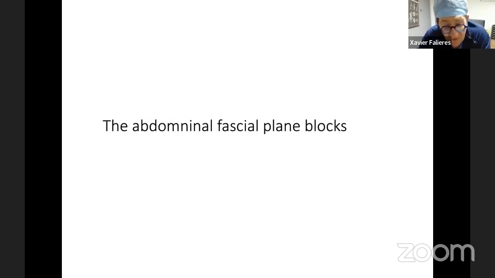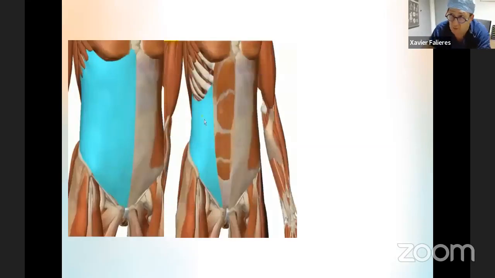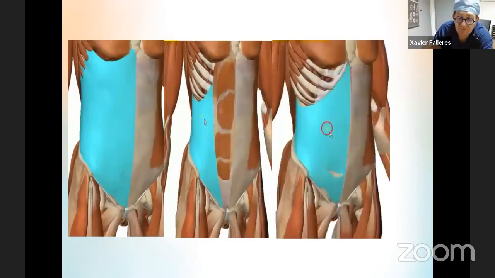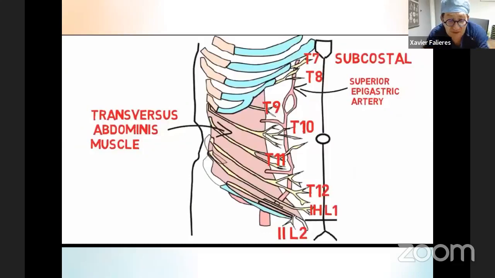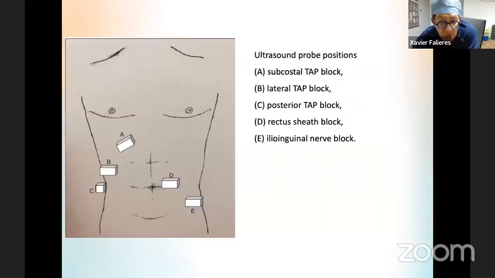So, a very important old block: the abdominal fascial plane blocks. These are blocks described more than 10 or 15 years ago. There are very different types of blocks depending on what you want to reach, what you want to do. The goal is to give enough volume between the internal oblique muscle and the transversus abdominis muscle. You can give it at very different levels.